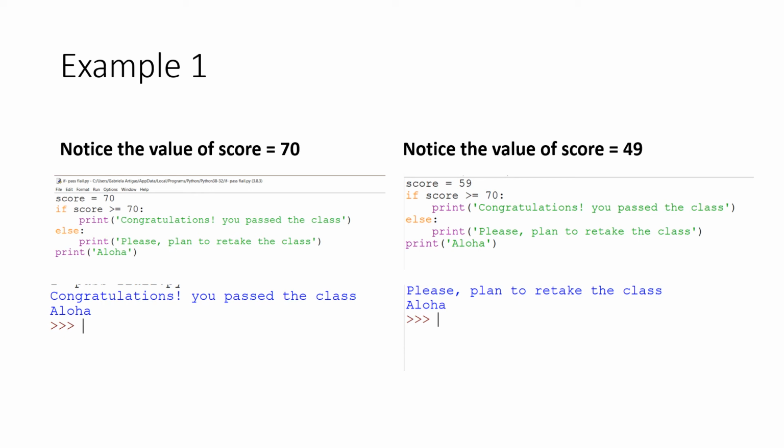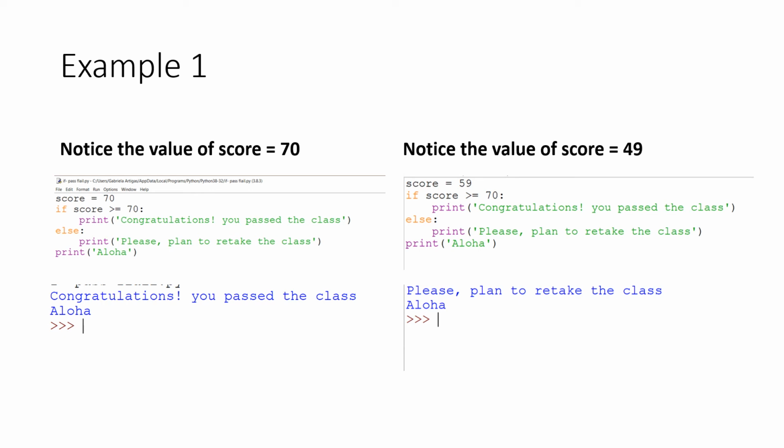So regardless of the condition, true or false, we're going to see aloha. If the score is 70 or more, we're going to see congratulations, etc. If it is not greater than or equal to 70, we're going to see the alternative outcome, please plan to retake the class. And regardless of the condition, we'll see aloha. It is important that you notice the indentation. And we'll talk more about indentation in another exercise.